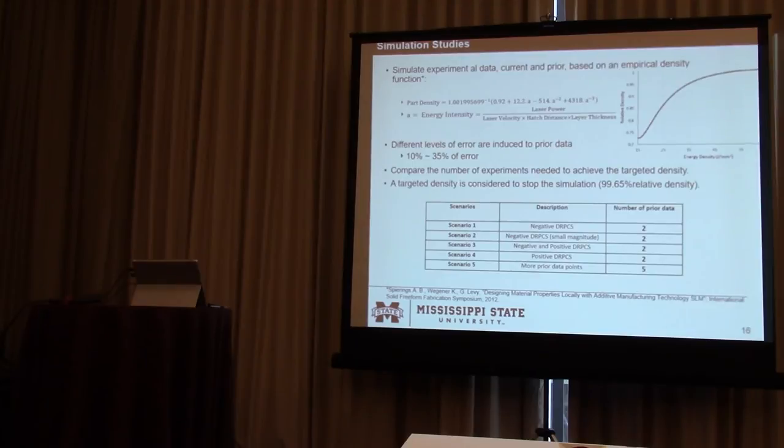To generate the prior data set, we artificially induce some errors to calculate part density data from this formula. We evaluate the performance of the method by comparing the required number of experiments to achieve a targeted density, which is set to 99.65 in this case. We developed five different scenarios, including different numbers of prior data and different characteristics of DRPCS. For instance, in some of them, we can see negative DRPCS, positive DRPCS, small magnitude of DRPCS, and so on.